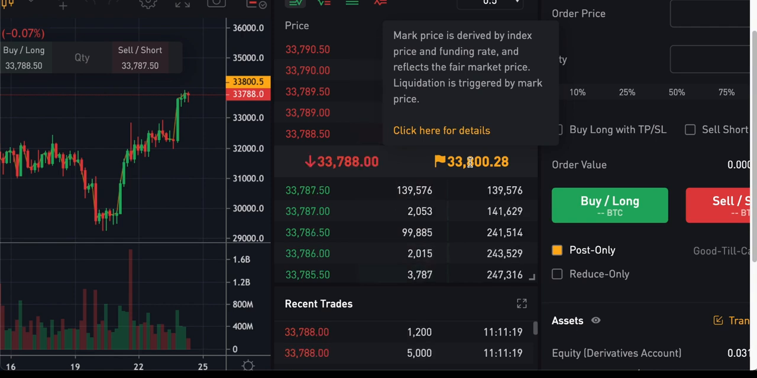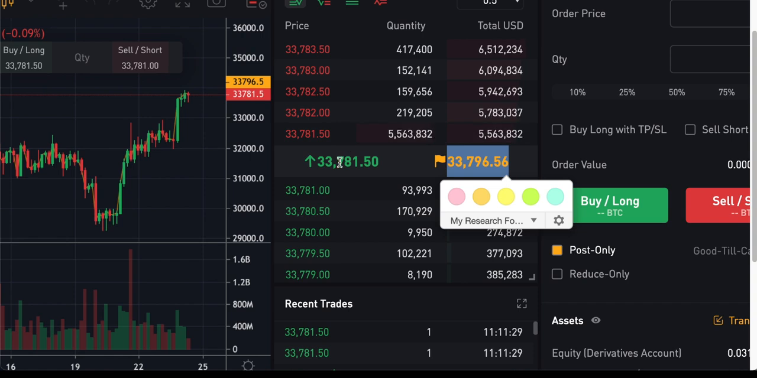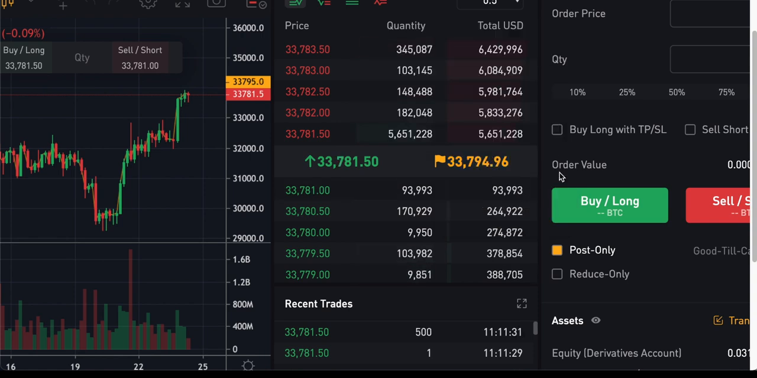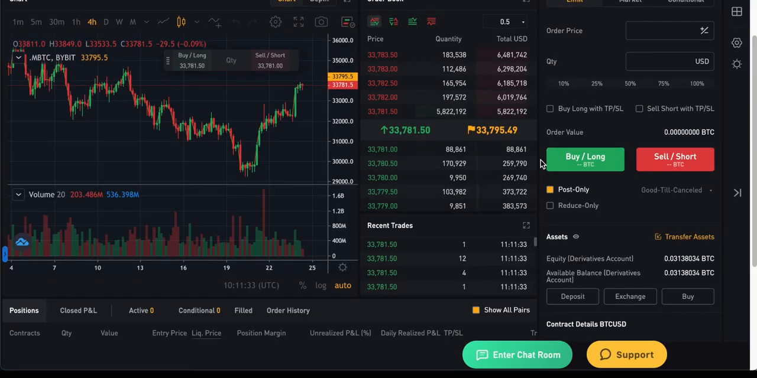What's really important is that any liquidations or any trades that happen based potentially on any losses that you have will use the mark price and not the market price. The mark price is the official price that is used for futures funding and also any liquidations.